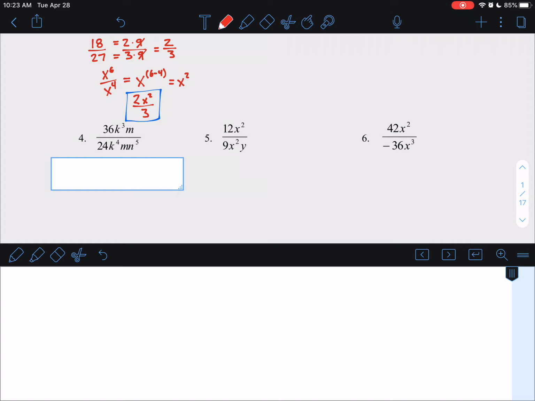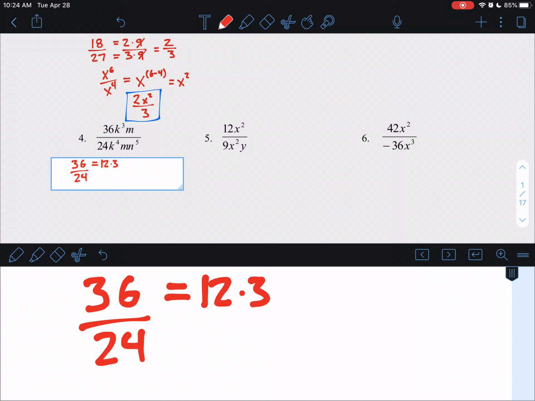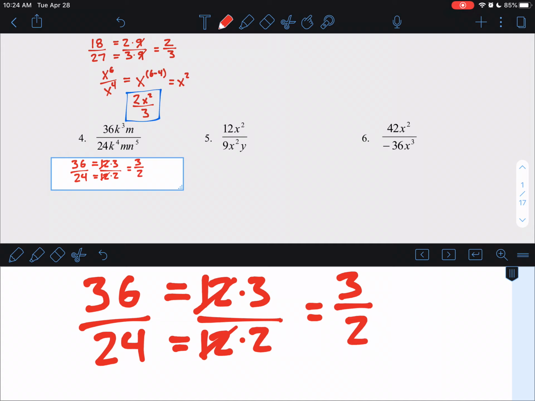So let's see, if I have 36 over 24, the greatest common factor of 36 and 24 is going to be 12. So I know 36 is 12 times 3, 24 is 12 times 2. Cancel out the 12s, and I'm left with 3 halves. So 36 24ths turns into 3 halves.